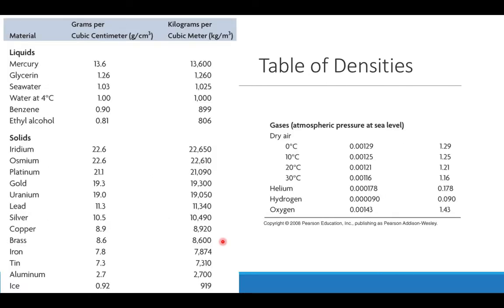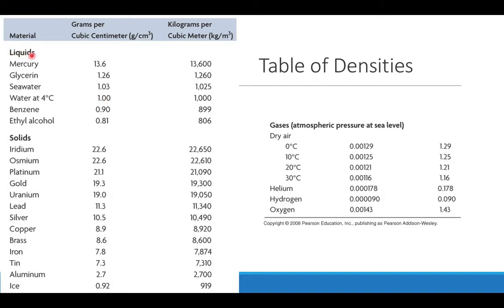So here we have a table that has a number of different densities. Let's start with the gases. Here are the gases, and the first column is the density of the gas in grams per centimeter cubed, and this is in kilograms per meter cubed. But as we look at the numbers in grams per centimeter cubed, this is all densities of gases. These appear to be very, very small numbers. So gases have very small densities.